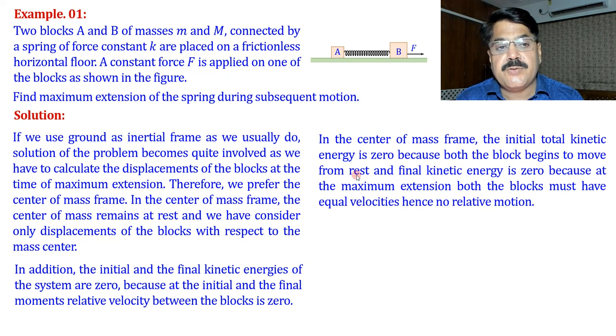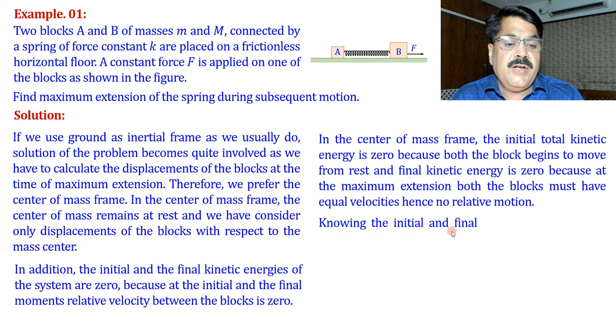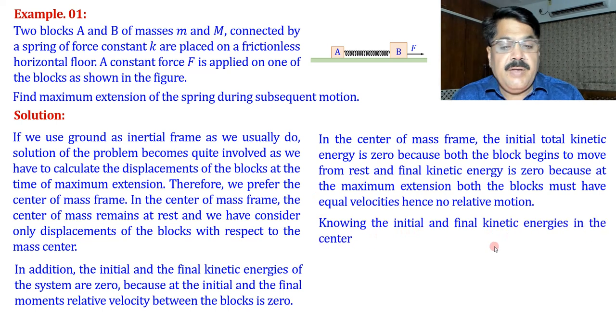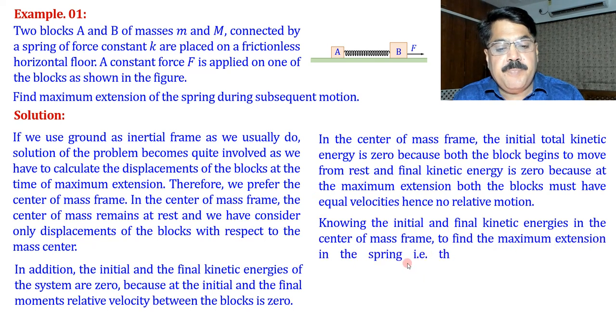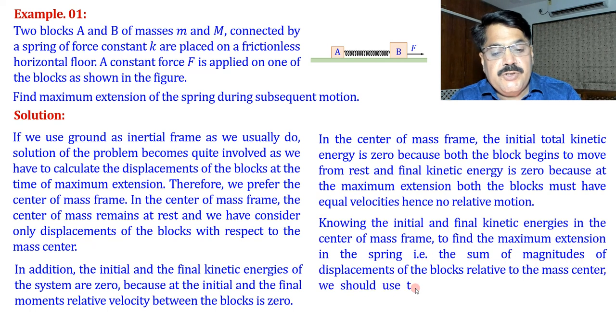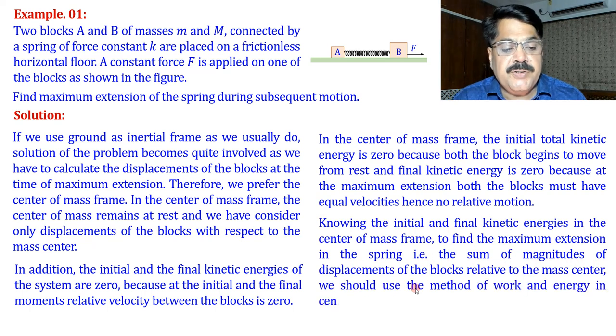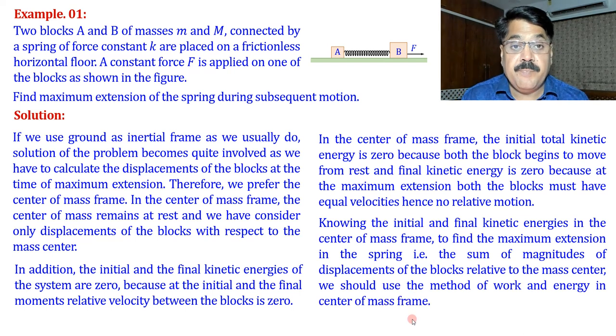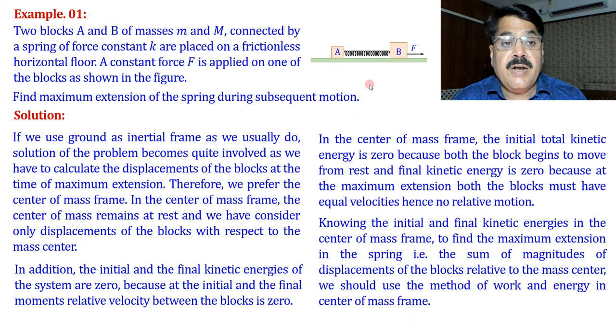The work done by pseudo forces in total is also zero, so we have to consider the work done by the applied force F and the spring force. Now let us see. Knowing the initial and final kinetic energies in the center of mass frame, to find the maximum extension in the spring, that is the sum of magnitudes of displacements of the blocks relative to the mass center, we should use the method of work and energy in the center of mass frame. Why? In using the center of mass frame, one thing, we do not have to consider work done by pseudo forces. Again, work done by the spring, that we have to consider as total work done.